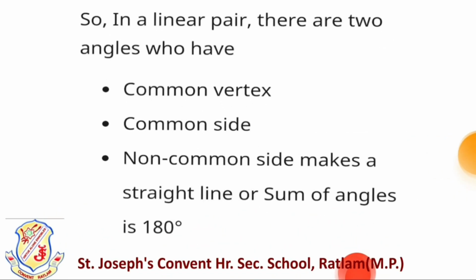So children, we have learned that in a linear pair there are always two angles which have a common vertex, a common side, and their non-common sides make a straight line, or the sum of the angles will be 180 degrees.